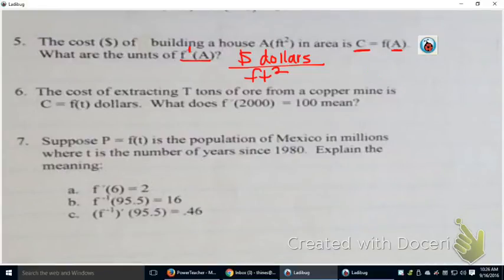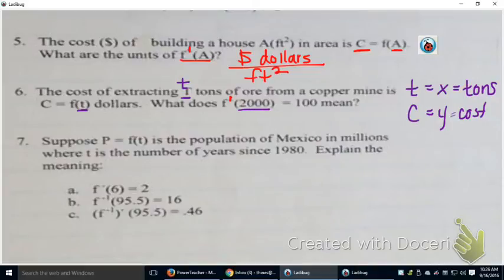All right, number 6. The cost of extracting T tons of ore from a copper mine is C equals F of T dollars. What does F prime of 2,000 equals 100 mean? All right, start off. Little t is the X, and then big C is the Y. The C represents the cost. And I'm realizing that this probably right here should be a little t. That represents tons. So 2,000 is where we start, and that's the number of tons.